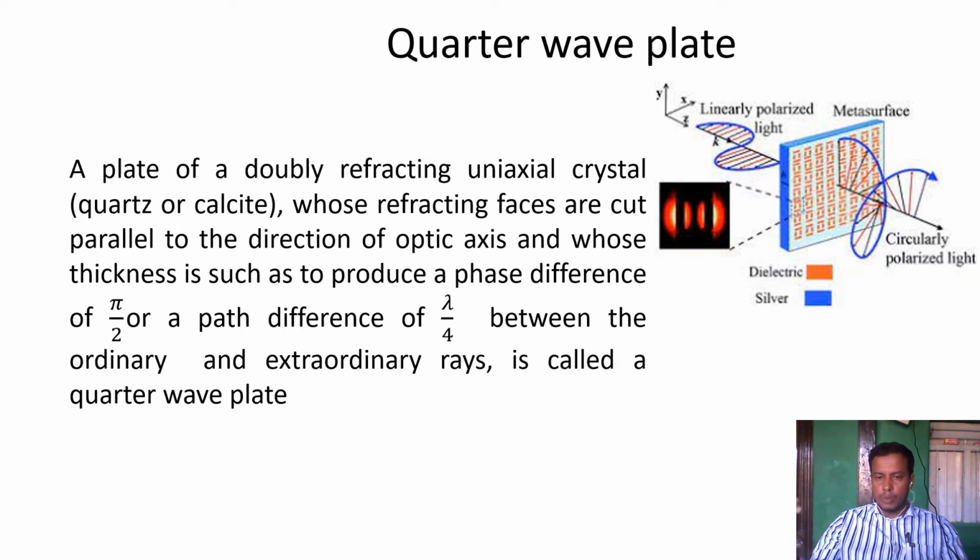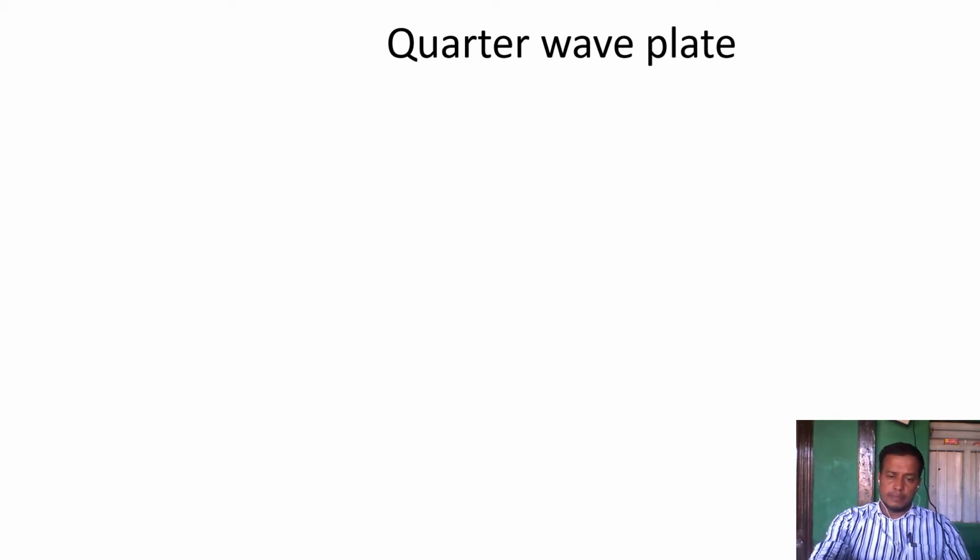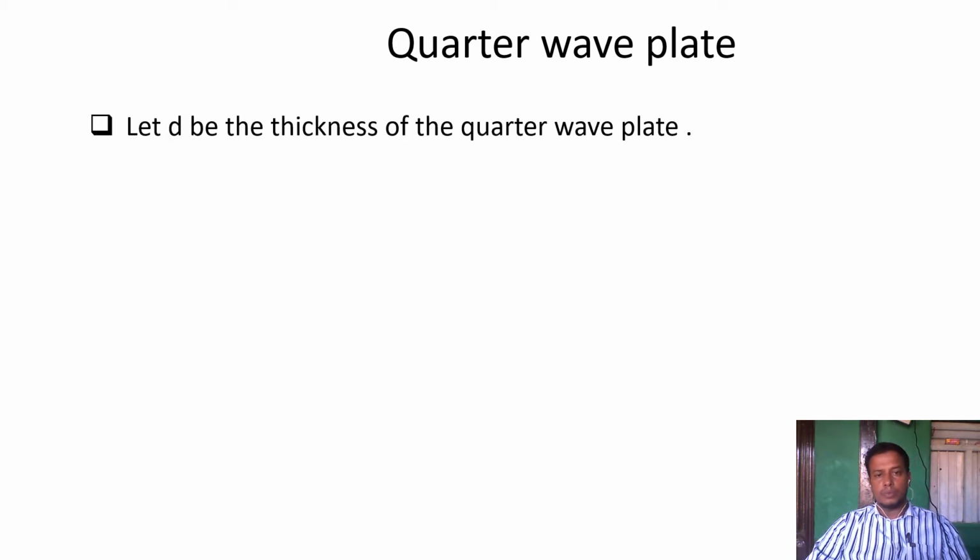So a quarter wave plate is a doubly refracting uniaxial crystal made of quartz or calcite, whose refracting faces are cut parallel to the direction of the optic axis, and the thickness is made such that it produces a phase difference of pi by 2, or a path difference of lambda by 4, between the ordinary and extraordinary rays. That is called the quarter wave plate. It depends upon the thickness of the quarter wave plate, so we need a derivation for the thickness.